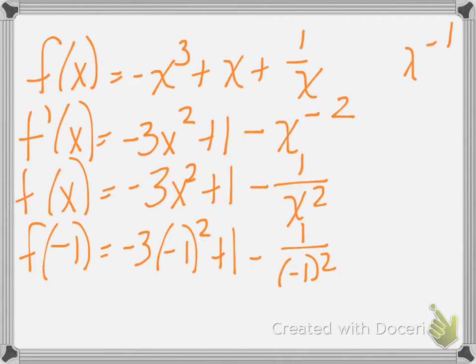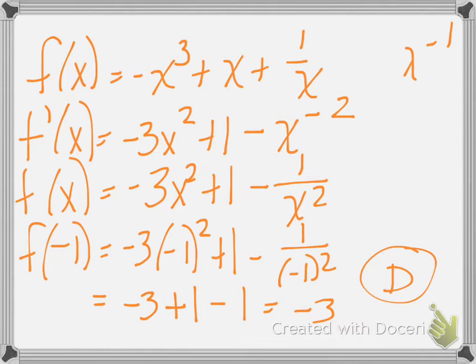So negative 1 squared is 1, and 1 times negative 3 is negative 3. And you get 1 over 1, which is just 1. So the 1 and the negative 1 cancel, and you get negative 3, and that was choice D.